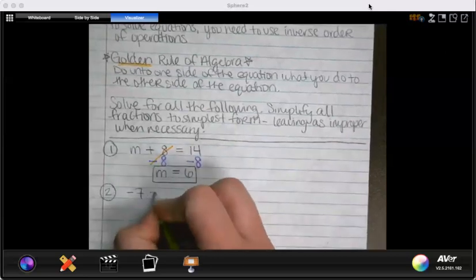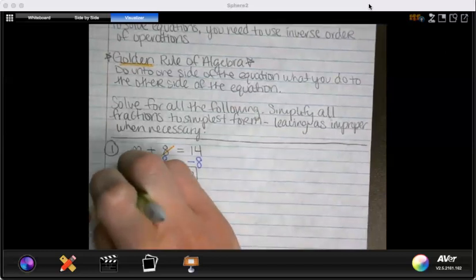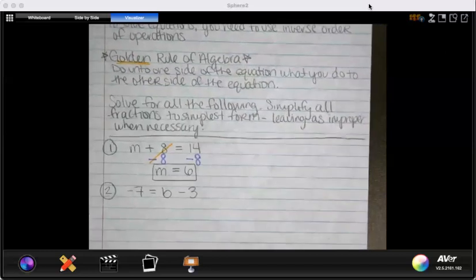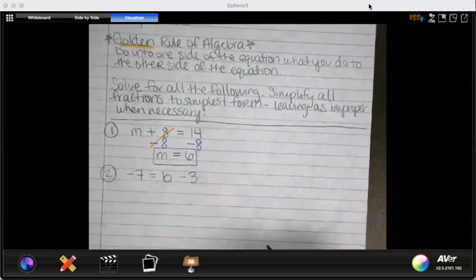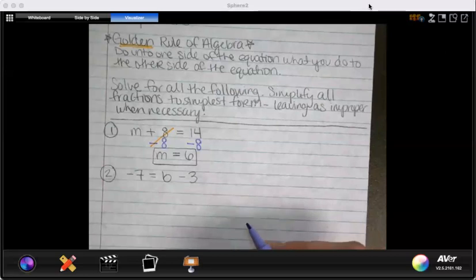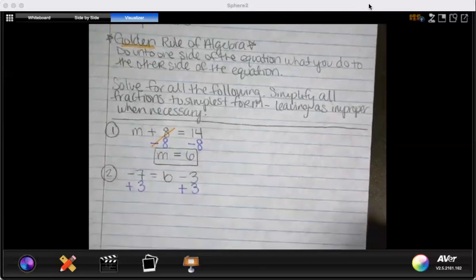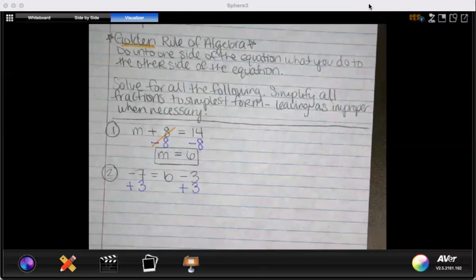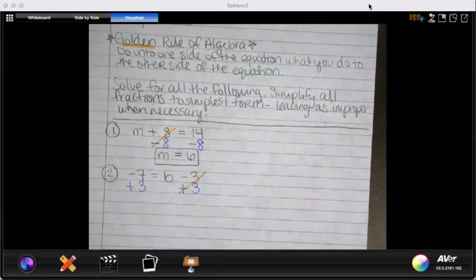-7 equals b minus 3. So again, we're trying to isolate b. So we need to get rid of what is near or with the variable so that we can isolate it. And in this case, we have a subtracting 3 or a -3. So the opposite or the inverse of that would be to add 3 to both sides. And again, when you do that, that creates that 0 pair, which leaves the variable by itself.